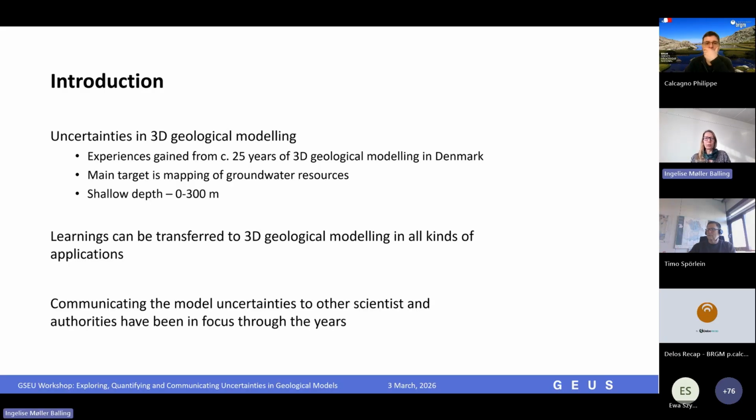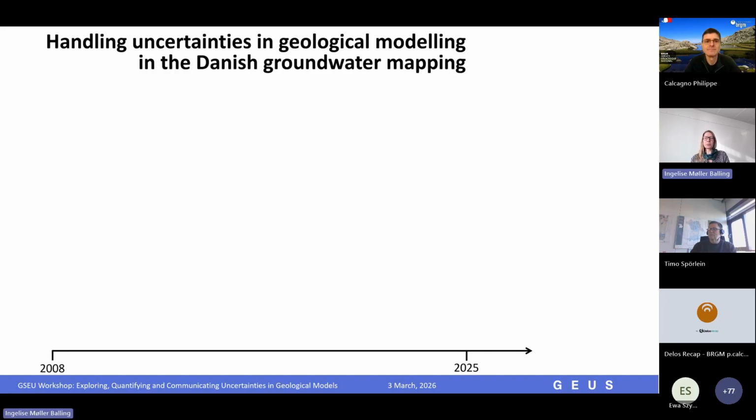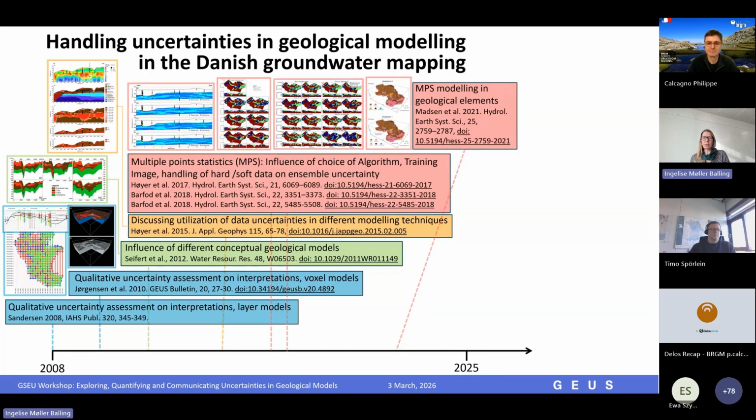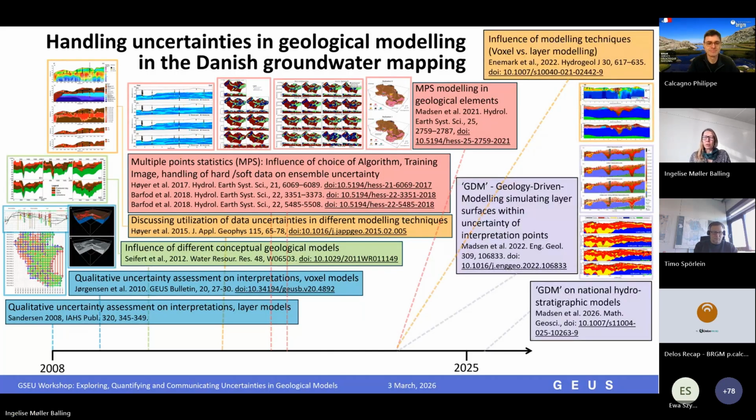Communicating the model uncertainties, mainly to the scientists and also the authorities, have been a focus all through the years. Our experiences are obtained handling uncertainties in geological modeling in the Danish groundwater mapping. It started with qualitative uncertainty assessments for layer models and voxel models. Then different statistical methods like multi-point statistics were applied, conveying data uncertainties into model ensemble uncertainties. Lately, we have worked on methods honoring quantified interpretation uncertainties in layer models.